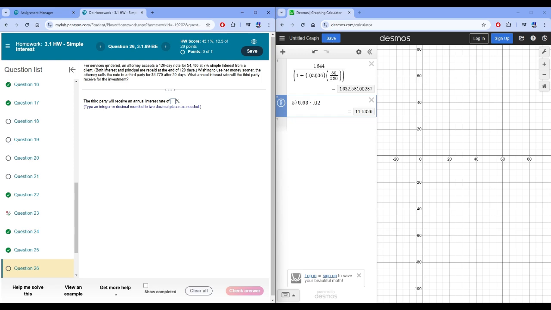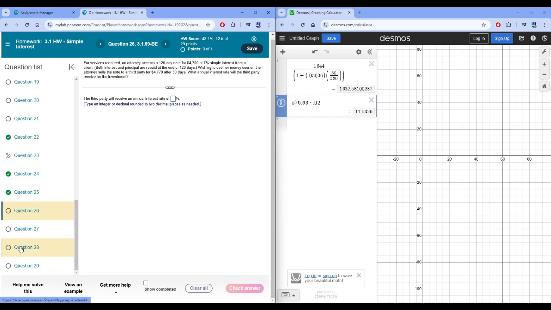Okay, so how many questions do we have left? 1, 2, 3, 4. Okay. For the services rendered, an attorney accepts a 120-day note for that from the client. Both interest and principal are repaid at the end of the 120 days. Wishing to use her money sooner, the attorney sells the note to a third party for that. At that, what annual interest rate will the third party receive for her investment? Oh my goodness. So basically, we need to figure out what the interest is in that period.